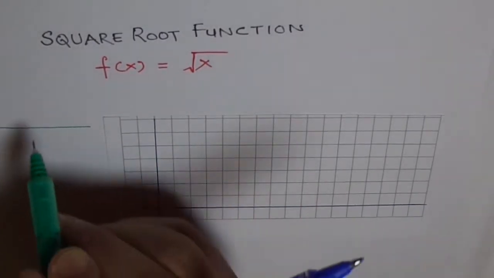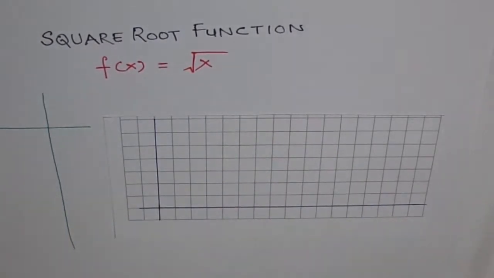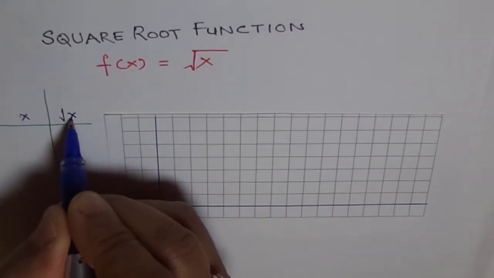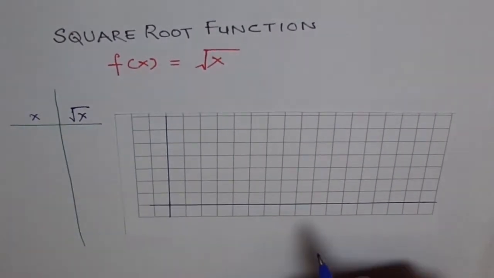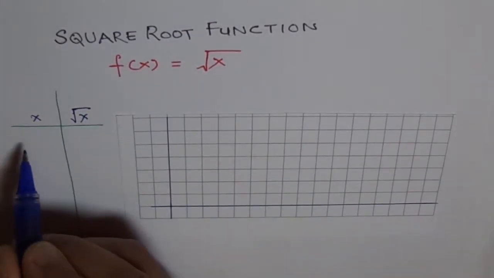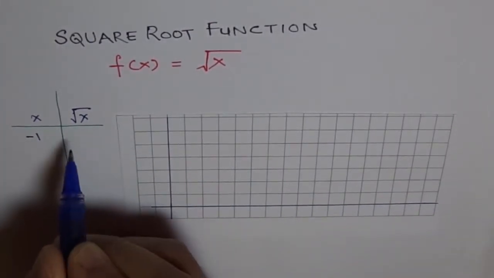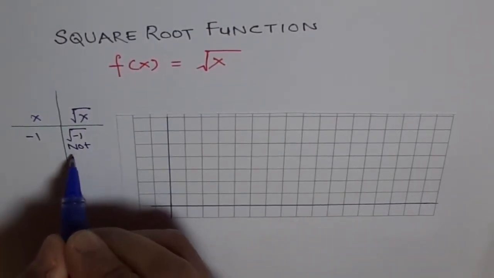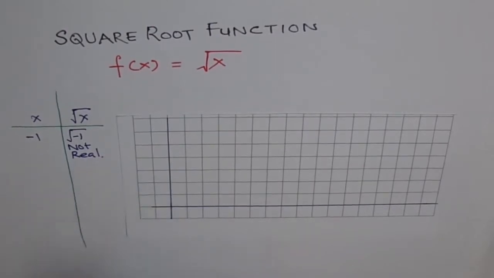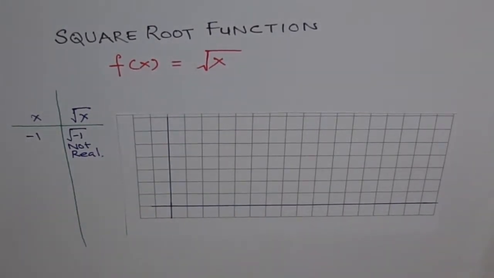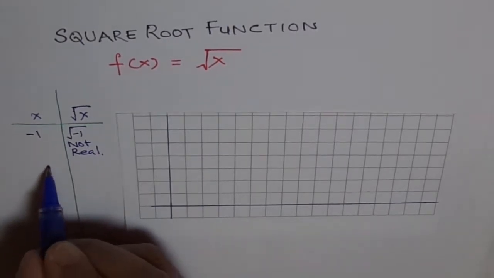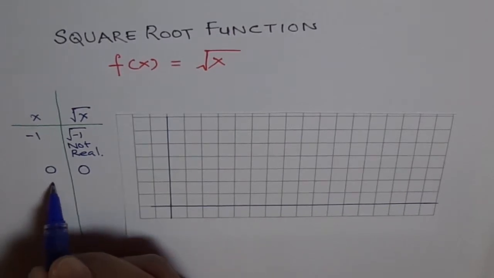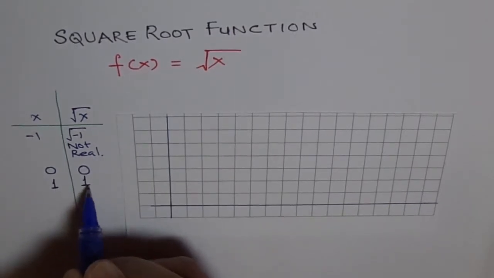So let me make a table of values here. I'll put x values and determine the function values of square root x. As you know, if we put negative values, for example -1, we get square root of -1, not real, correct? So that's not possible. So we can have minimum 0. For 0, square root is 0. How about square root of 1? The square root of 1 is 1.